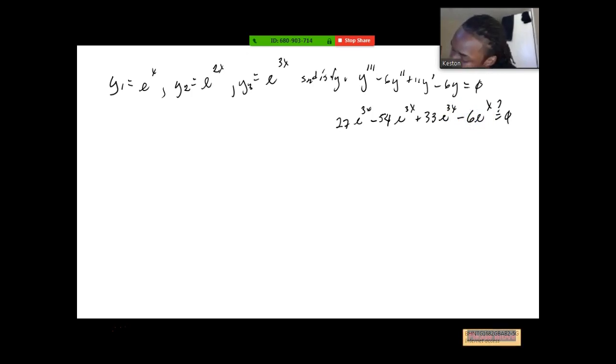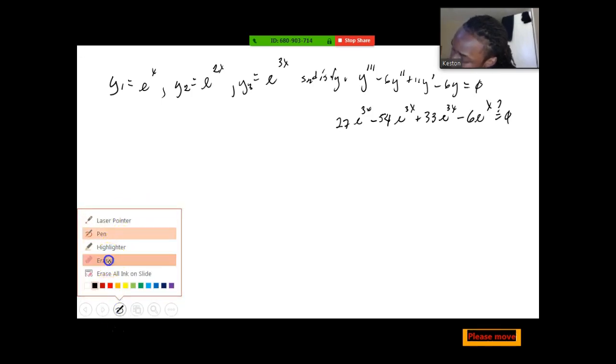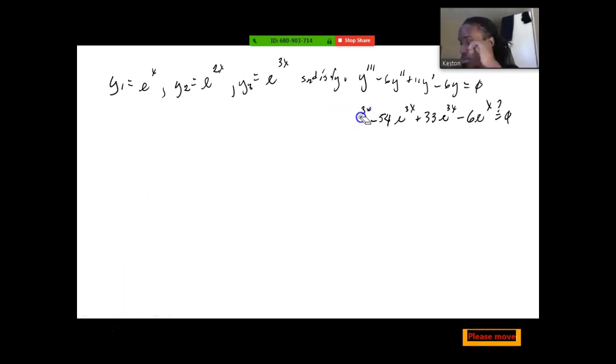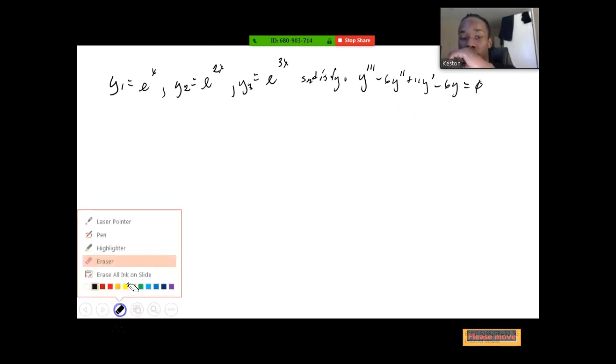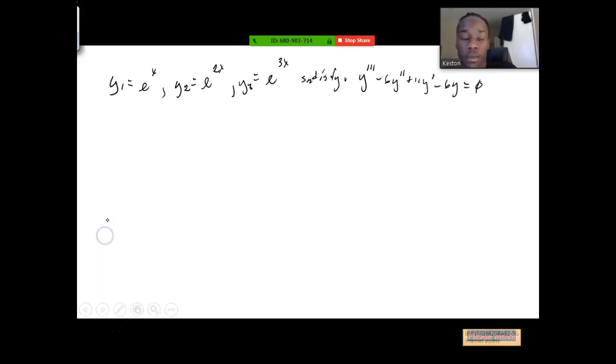So let's add our positives together. You get 60. Add your negatives together. You get minus 60. Yep, all three of those are solutions. Now, that doesn't mean everything to us. It's important that they all three are solutions, but for them to be a fundamental set, they also have to be linearly independent. Now, how do we check linear independence?